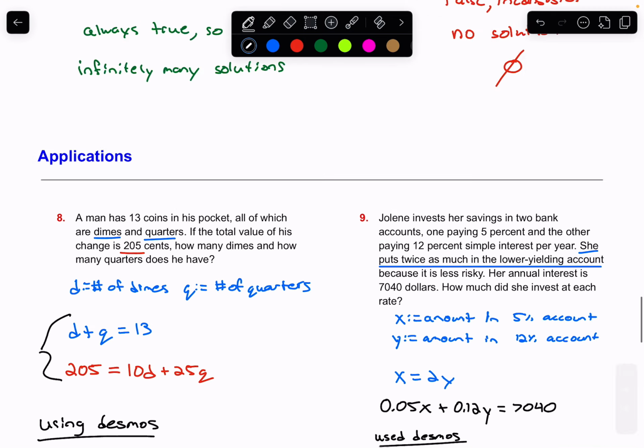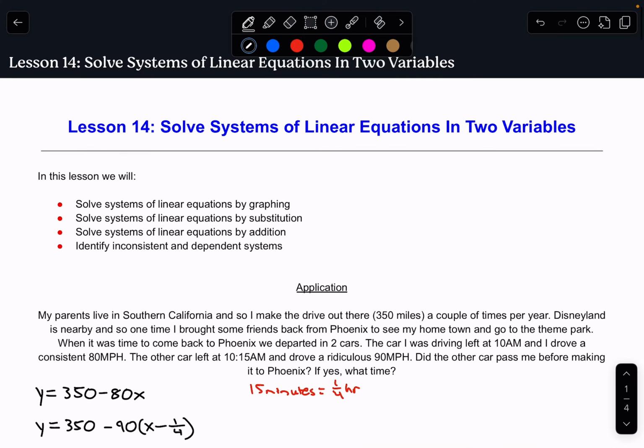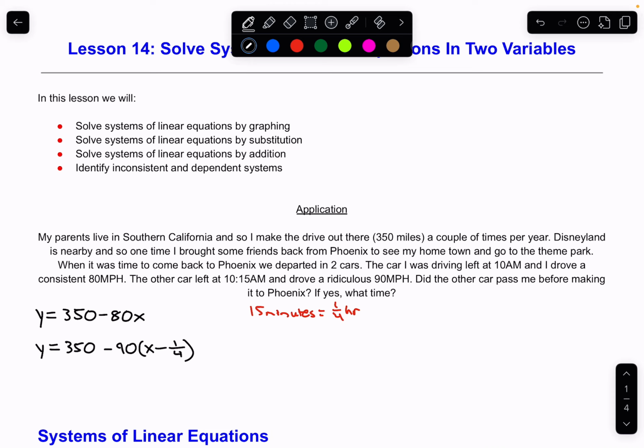All right, we got one more question. We got to finish off that title slide now. So up here, we have our two equations already from before. Remember, this is two cars driving from the LA area to the Phoenix area, so 350 miles. One going 80 miles per hour, the other going 90, but one car has a 15-minute head start.